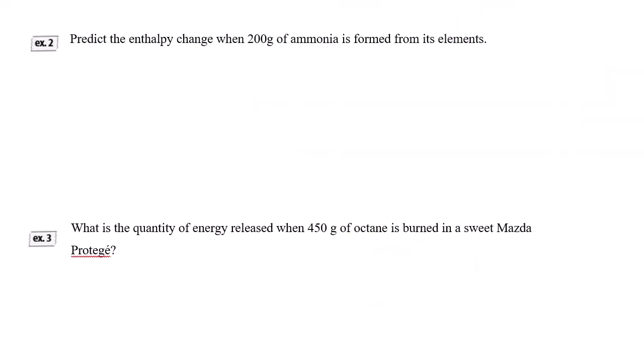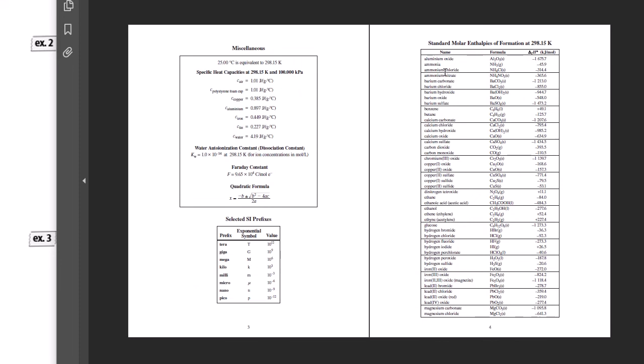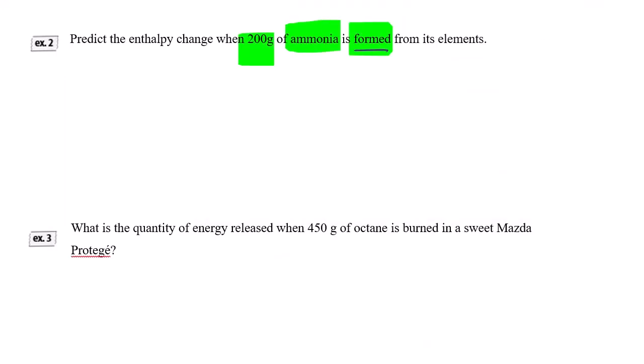Let's try another one here. Predict the enthalpy change when 200 grams of ammonia is formed from its elements. So I'm not going to look back up at that enthalpy of combustion table because this is a formation reaction. So I can go to my data booklet. Let's find ammonia. Ammonia is negative 45.9 kilojoules per mole. So let's write that down. Negative 45.9 kilojoules per mole is its formation enthalpy. Molar enthalpy of formation.